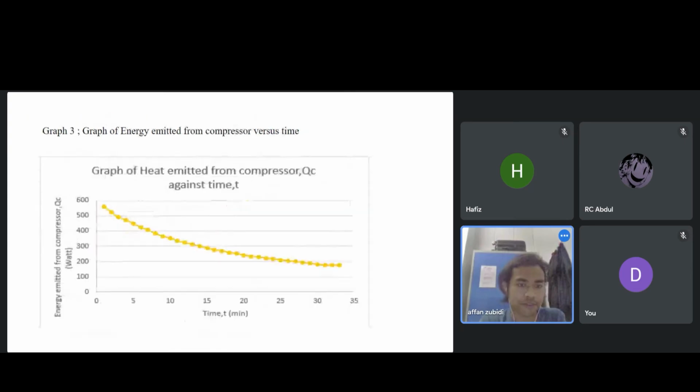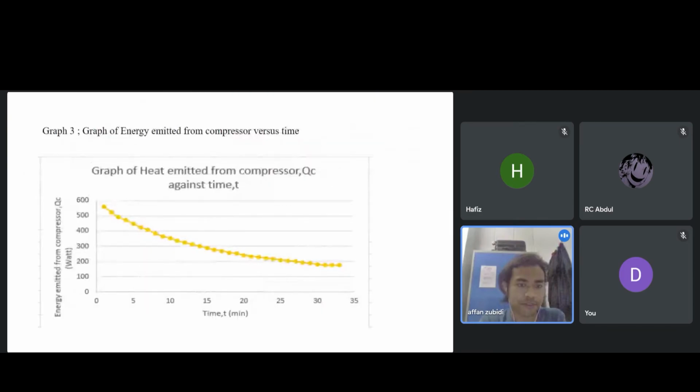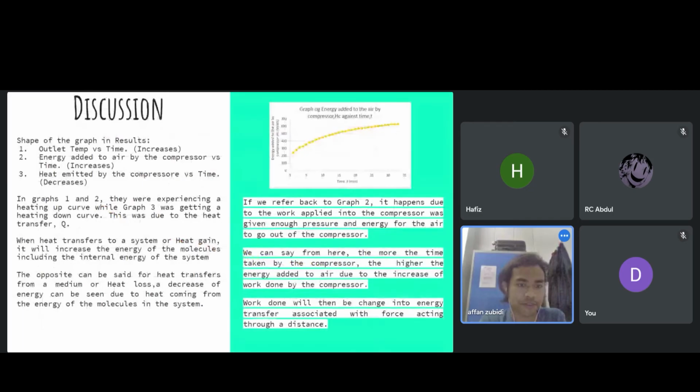The next slide. This is the third graph. The third graph is the graph of energy emitted from compressor versus time. The graph shown is slightly decreased. Yeah, I think that's all for me. I pass to the next presenter. Thank you.